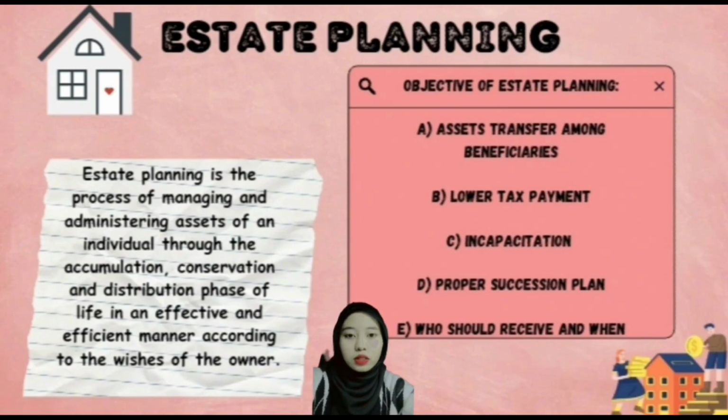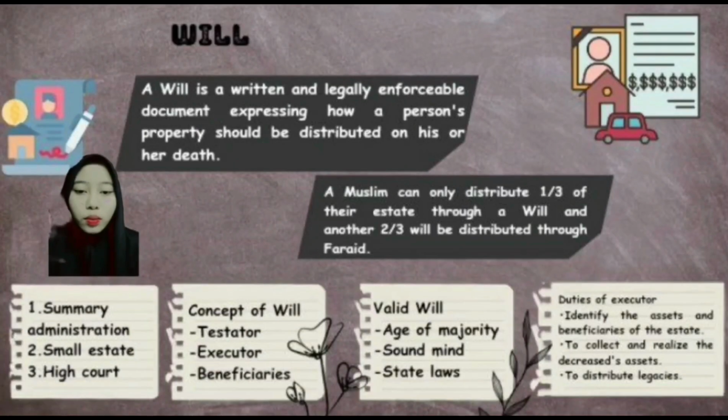And the last one is E. Who should receive and when. Estate planning helps in preparing a well-designated will to distribute the wealth of the deceased individual among his beneficiaries. Sometimes a will clearly stipulates that a particular family member becomes the owner of any personal effect till his minor child becomes an adult, or a minor will become the owner of a particular asset when he reaches a particular age.